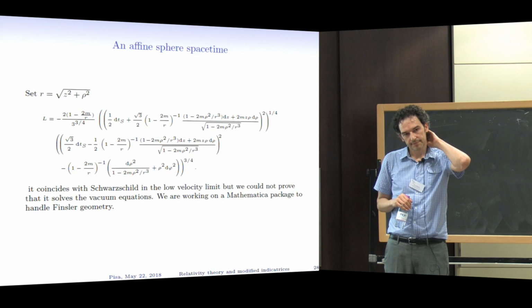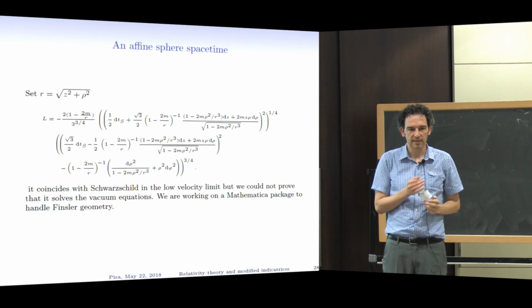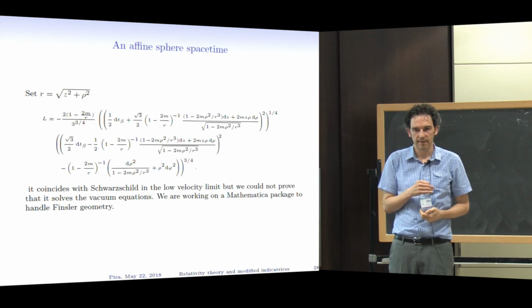Is something included, for example, like the Bogoslovsky length measure? Yeah, so the Bogoslovsky is a model which is not an affine sphere. It's homogeneous, but it's not an affine sphere. Okay.